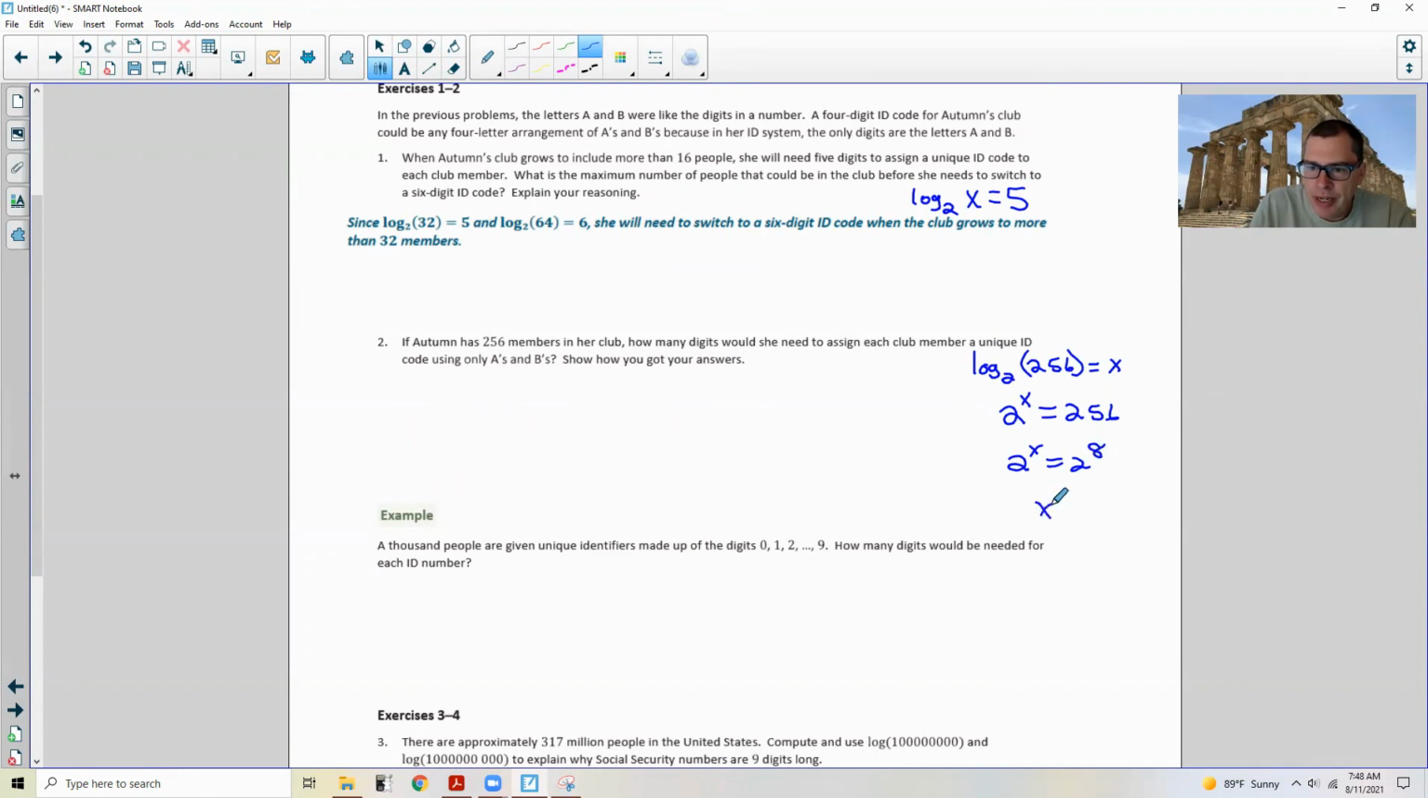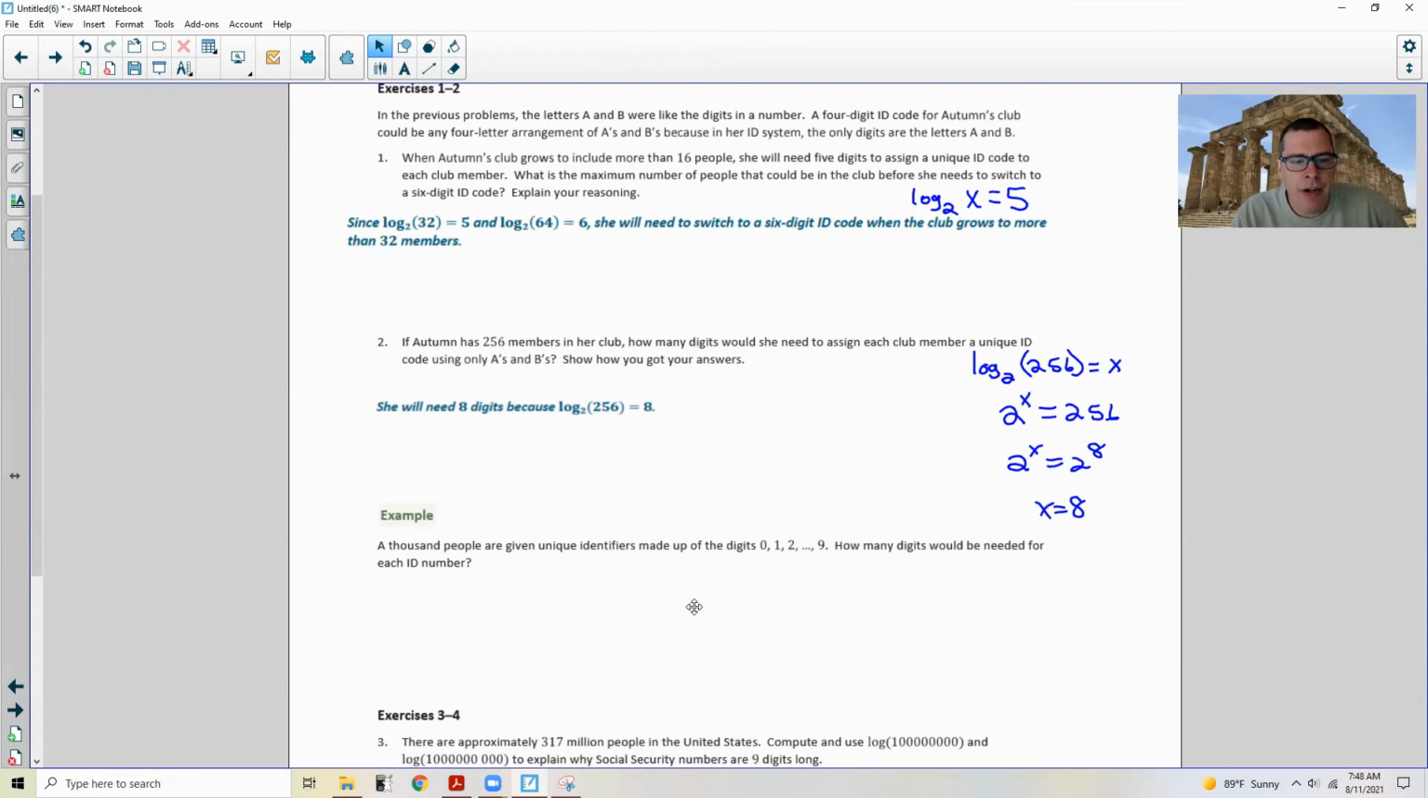So therefore, x would have to equal 8. I would need 8 digits. So that's how you would show your work on this. So say she will need 8 digits because the log base 2 of 256 equals 8.